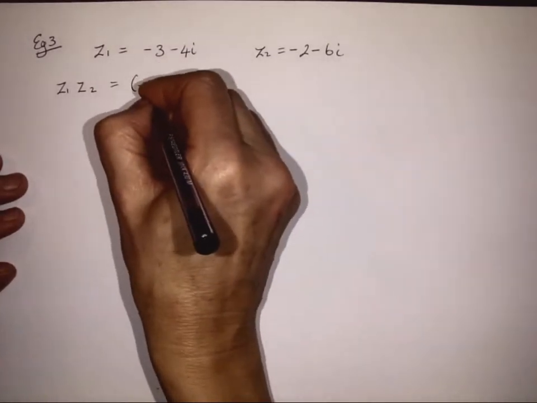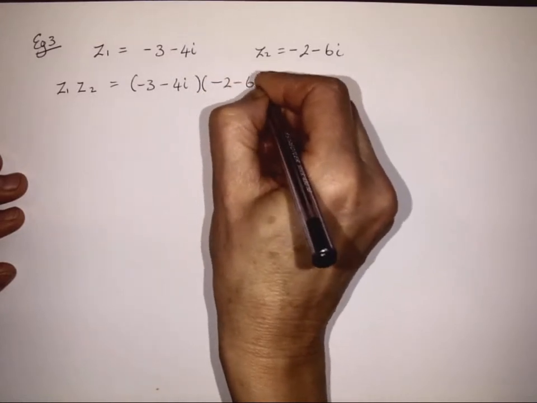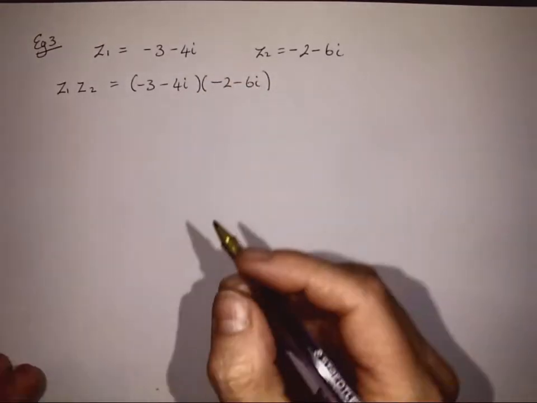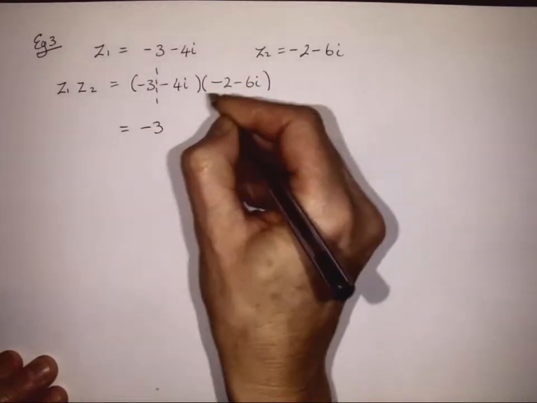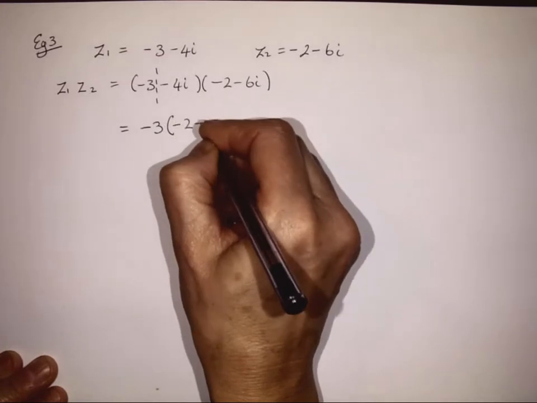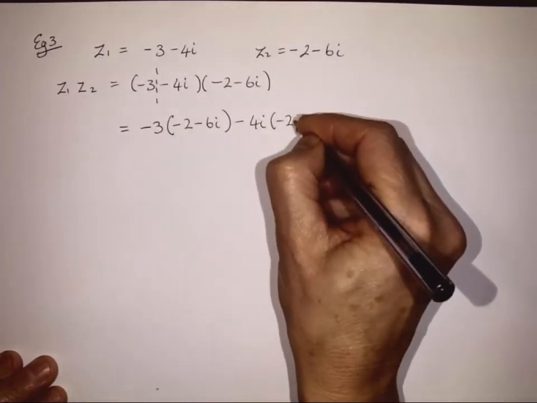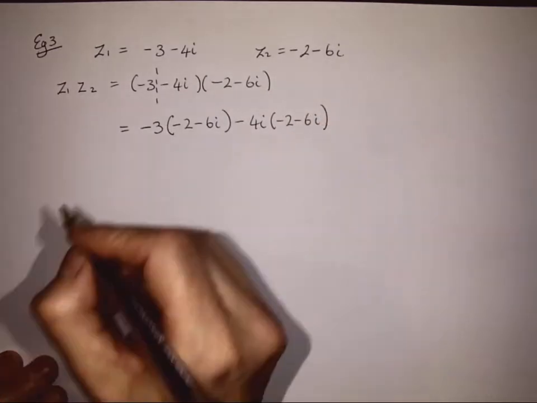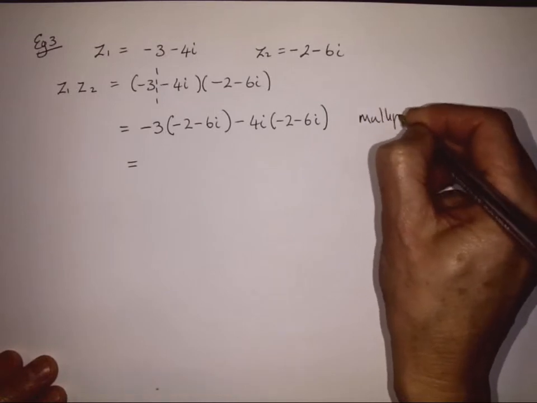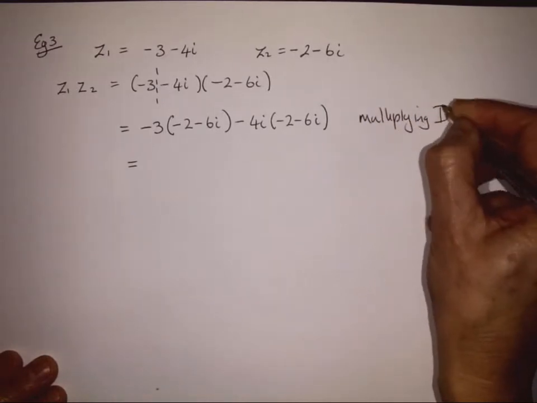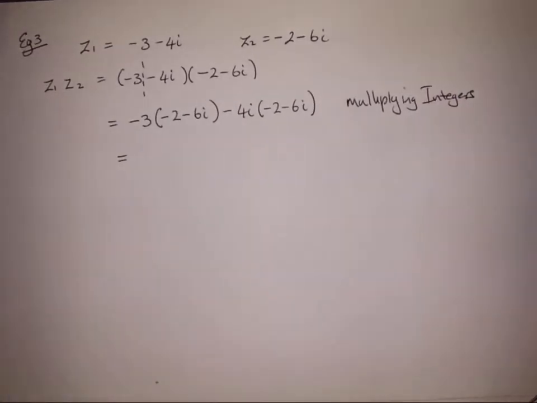Inside brackets, minus 3 minus 4i, minus 2 minus 6i. Okay then, again, we split the first bracket here. I'll have minus 3 multiplied by the second bracket, minus 2 minus 6i. And then minus 4i on minus 2 minus 6i. Right. Now we do the multiplying rule. So let's multiply. Multiplying integers. Those are the rules we're going to use in this row of the question.